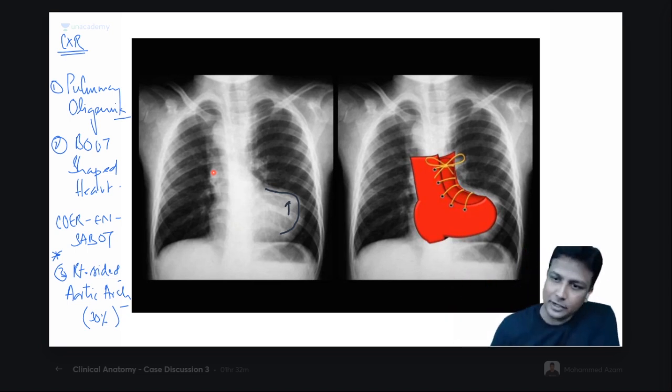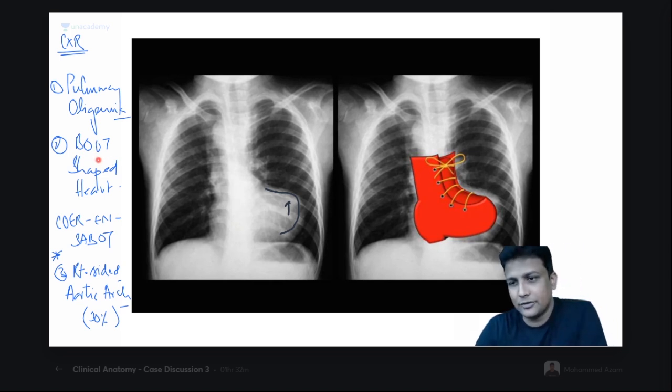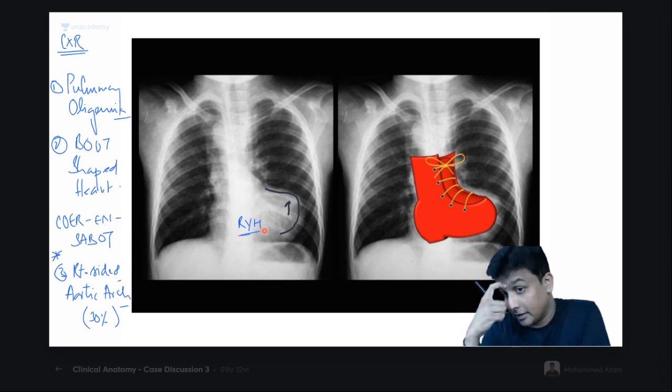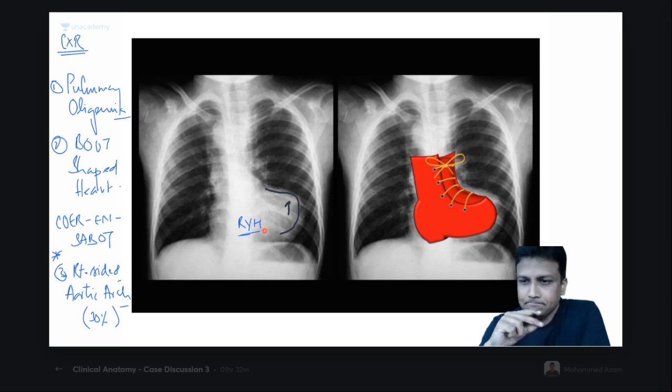Okay, so I'll repeat again, chest X-ray, number one, pulmonary oligemia. Why? Because less amount of blood is going to the lungs. Lungs will appear more black, more dark. Boot-shaped heart. Why? Because of the right ventricular hypertrophy, there'll be an upturned apex. Apex will be upturned, giving the image of a boot-shaped heart, and then there'll be a right-sided aortic arch.